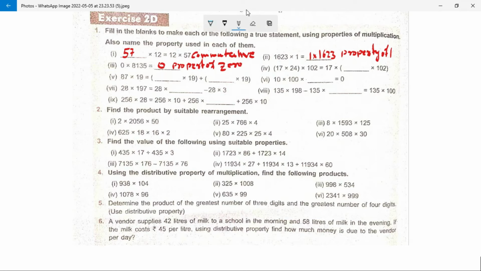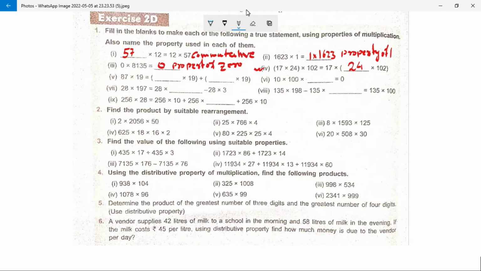In number 4, 17 into 24 into 102. So we will get, fill in the blanks, here will be 24. Now which property is it? This is known as associative property. Part 4 will be associative property.